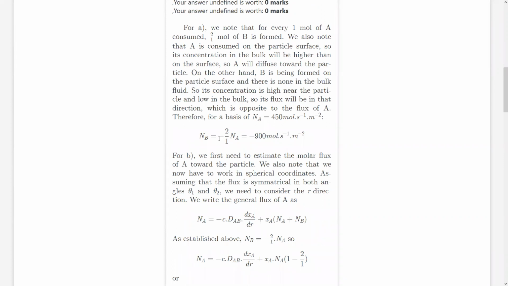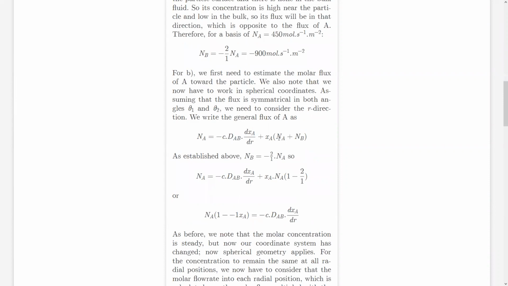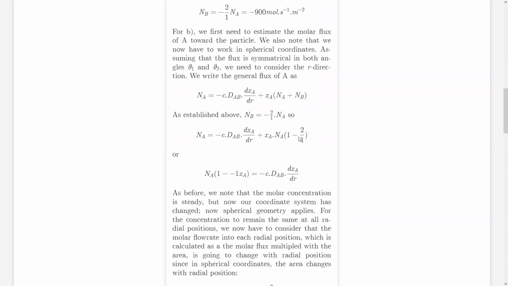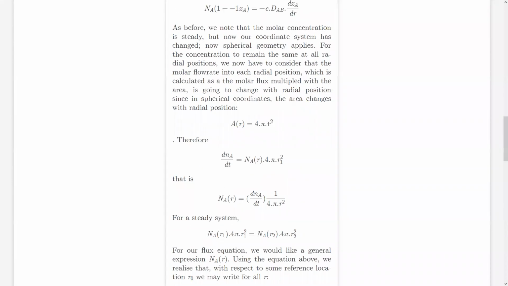And by the way, there's a minus sign here because they are in opposite directions. A is a reactant, it's diffusing towards the particle. B is the product, it's diffusing away from the particle. And so that's what we get. So your NA and NB, in this case, it's not stagnant or equimolar. So this term doesn't vanish, and so you've got this expression that looks like this.